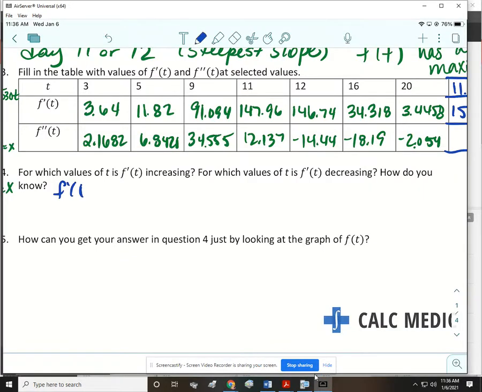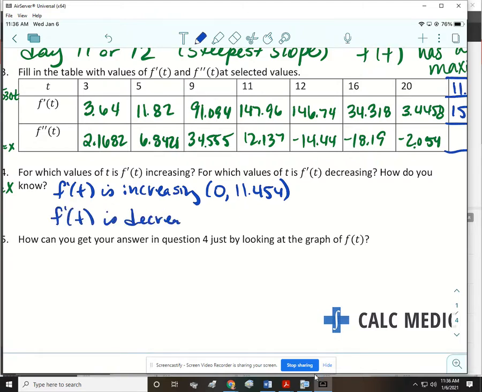So f prime of t is increasing from 0 until 11.454, and we'll tell y in just a second. And then f prime of t is decreasing from 11.454 to 21.